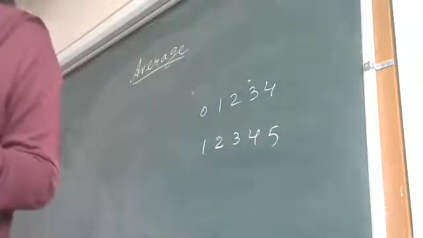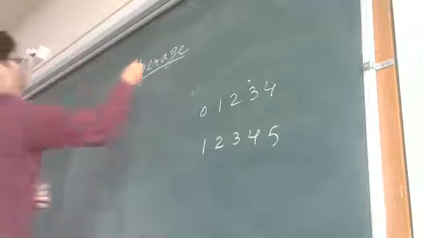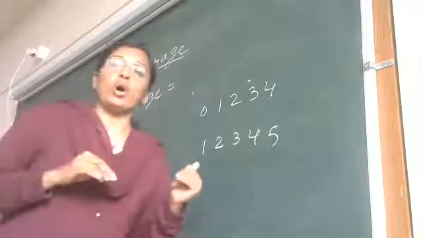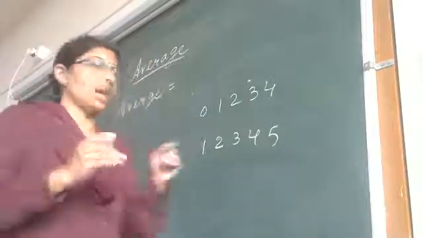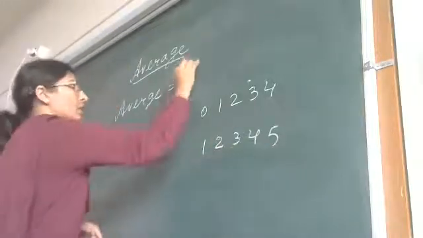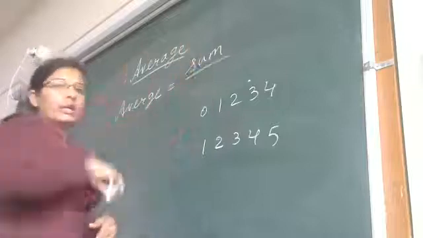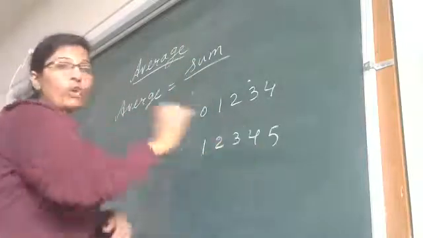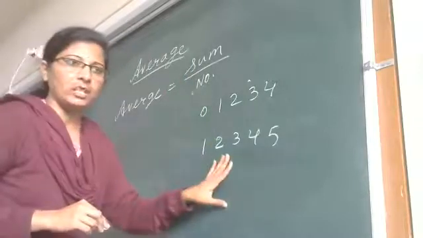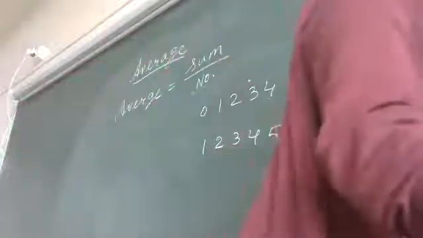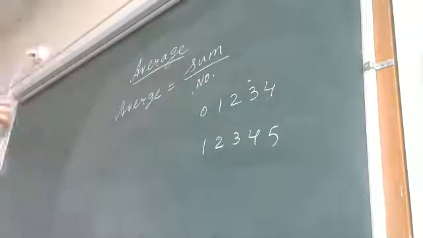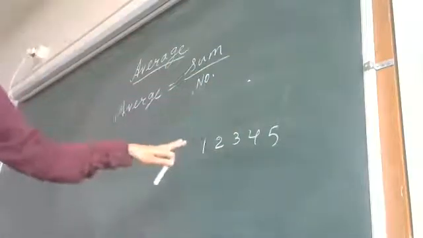Average is equal to the sum of all the quantities, whichever quantities are given. Here natural numbers are there, so the sum of the natural numbers, their addition, divided by the number of quantities. Now here, how many are there? 5 natural numbers. The sum is 15 in total. Here 5.